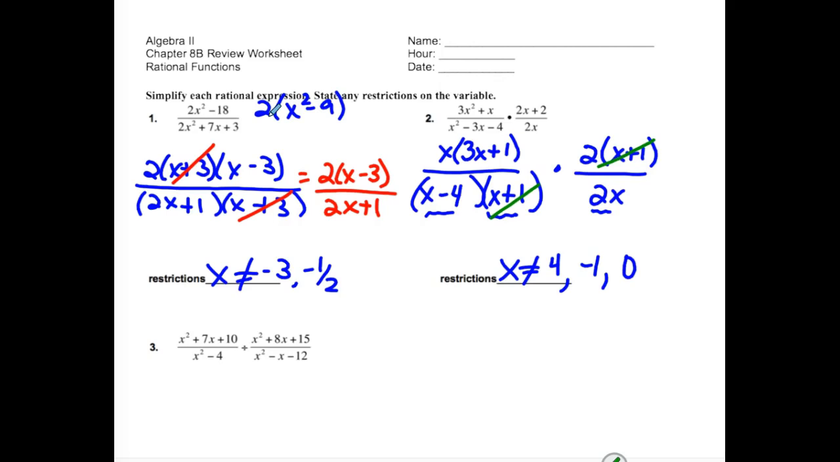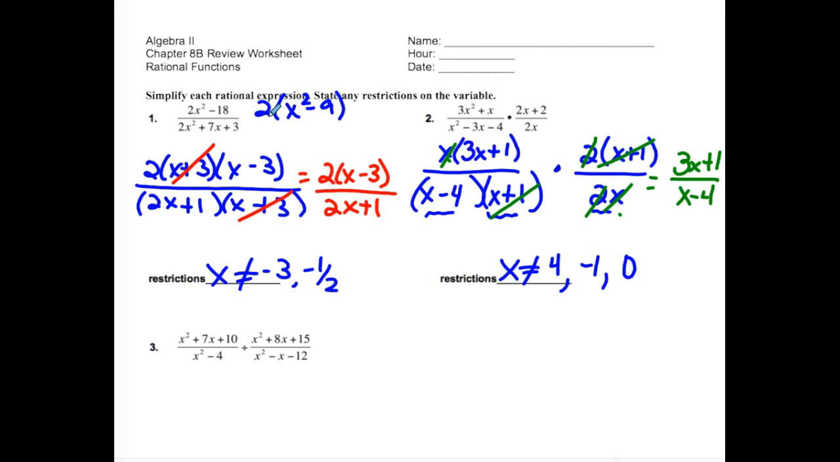Okay, starting with the 2. I heard someone say 2. Can we reduce these 2's? Yes. In this form, they can be reduced. Can we reduce that x with that x? Yes. So, simplified answer now would be 3x plus 1, all divided by x minus 4.